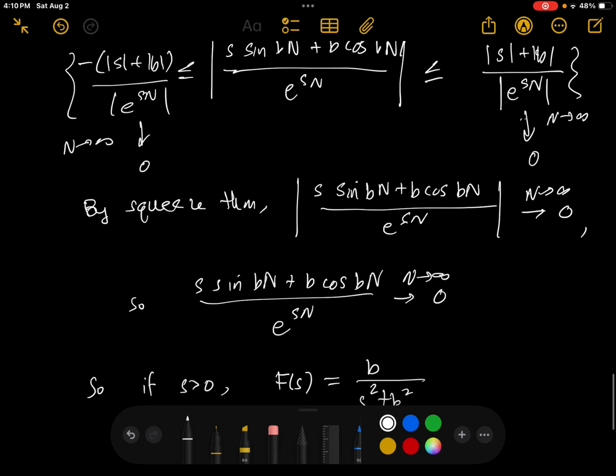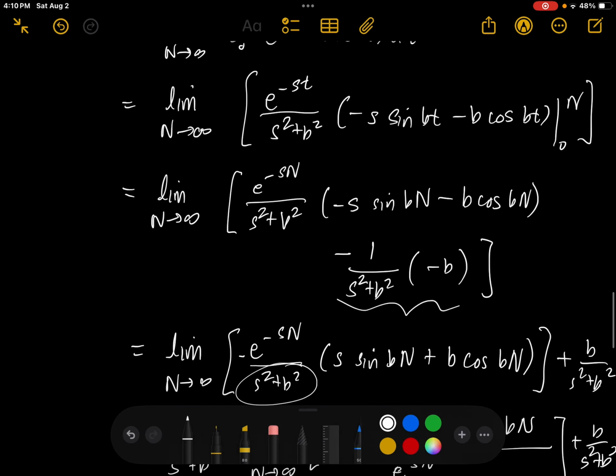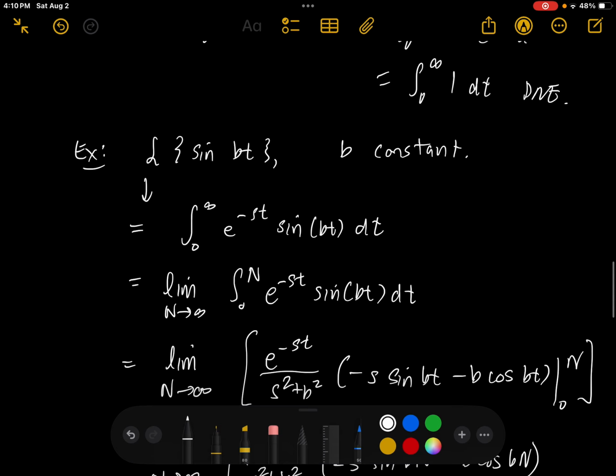What happens if s is less than or equal to 0? Well, first of all, if s is 0, you're going to get the integral from 0 to infinity of sine bt dt. Now does that integral exist? That integral doesn't exist.